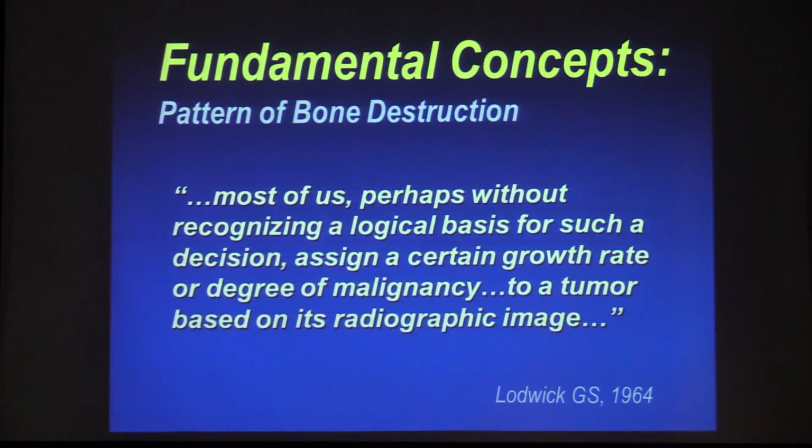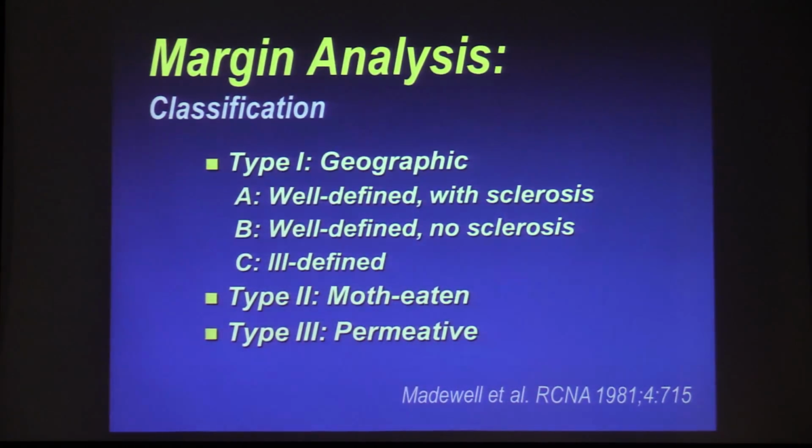And he said then, most of us, perhaps without recognizing a logical basis for such a decision, assign a certain growth rate or degree of malignancy to a tumor based on its radiographic image, specifically addressing that pattern of osseous bone destruction as recognized by evaluation of its margin. So this is what we're left with, and this from a classic article by Madewell in 1981 of the geographic, moth-eaten and permeative types of destruction as they presented it at the old AFIP.